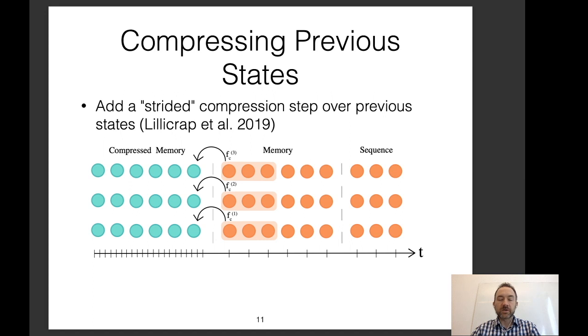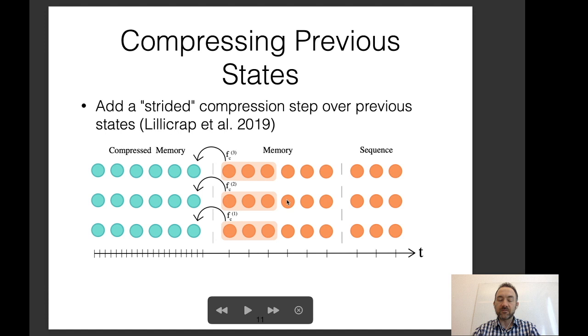So this has also been expanded to something that actually does explicit compression over the previous steps. So this is something called the compressive transformer. And so essentially we have the current sequence here, and then we have the memory, which is essentially Transformer XL style vectors for each word in the previous few sequences.